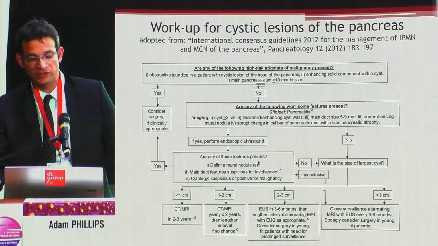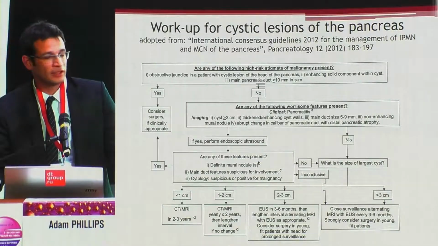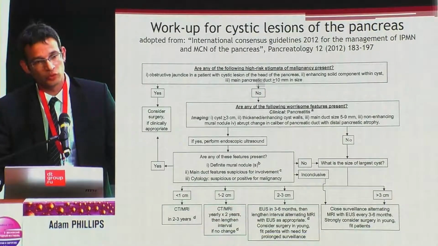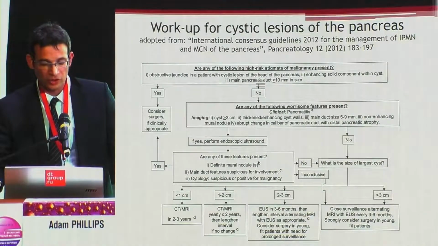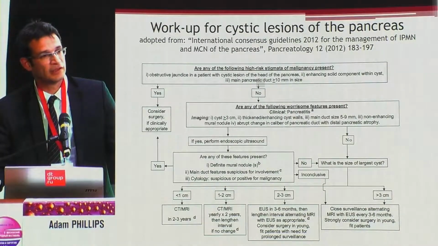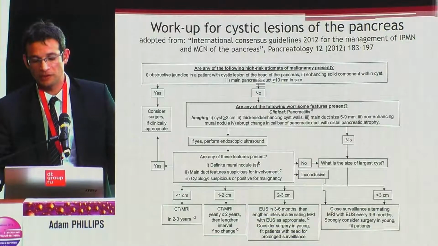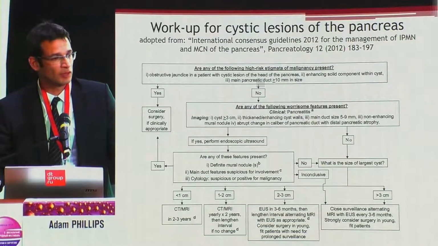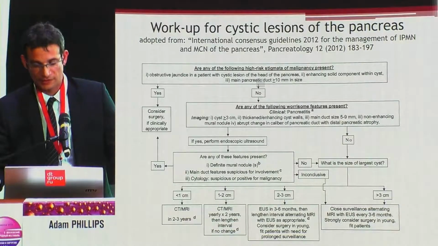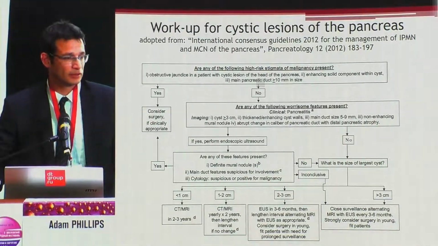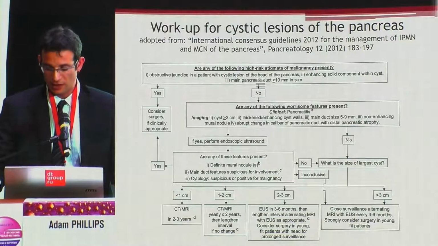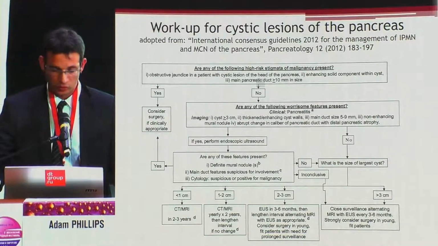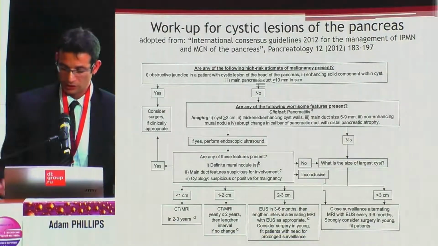If the cyst is bigger than 2 centimeters but less than 3 centimeters, we can do EUS every 3 months and then later on every year and see if we have worrisome features, and afterwards decide whether to observe or resect. If the cyst is more than 3 centimeters, we have close surveillance with EUS or MRI every 6 months, and then observe the patient and decide if the future is okay or we need to send him to surgery.